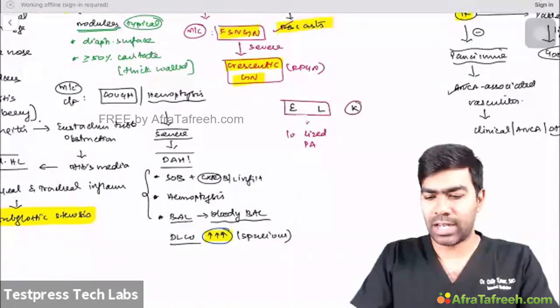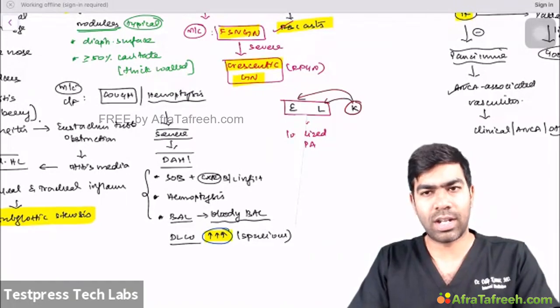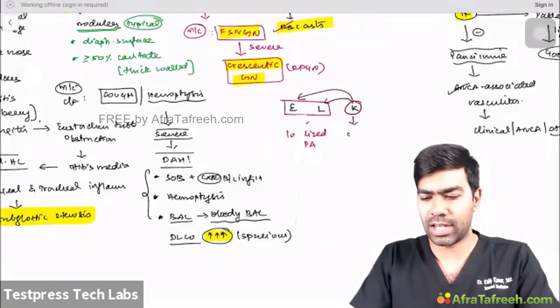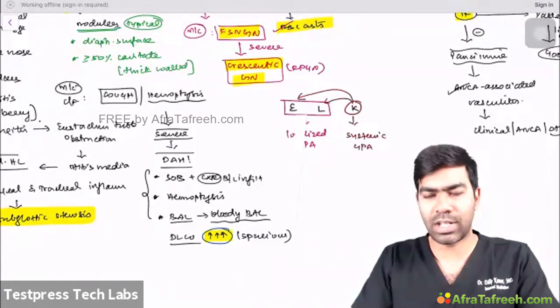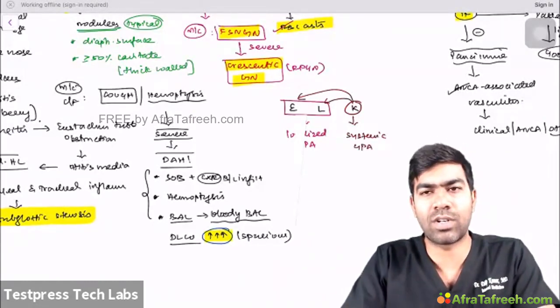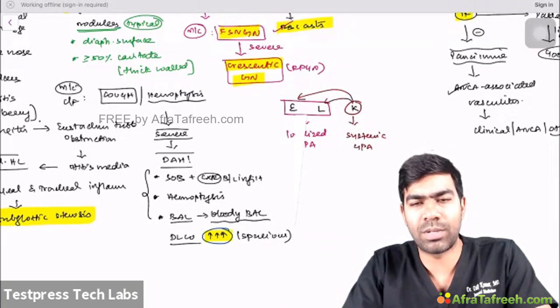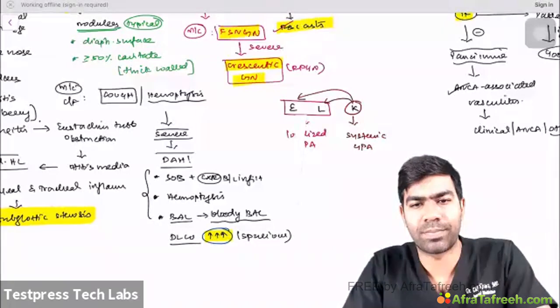Whenever you get a kidney involvement, apart from this, you can have an associated ENT or a lung involvement, doesn't matter. Whenever there is a kidney involvement, it is called a systemic GPA. Based on that only you're going to treat, because localized GPA does not need any high-level immunosuppression, but systemic GPA definitely needs high-level immunosuppression for sure.